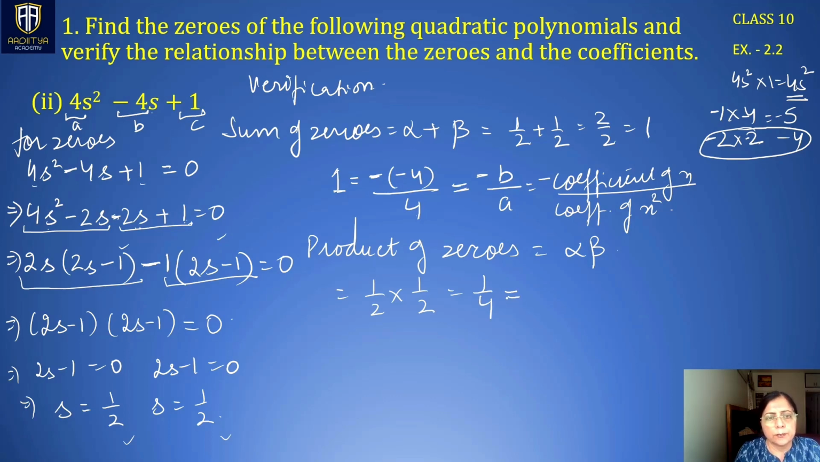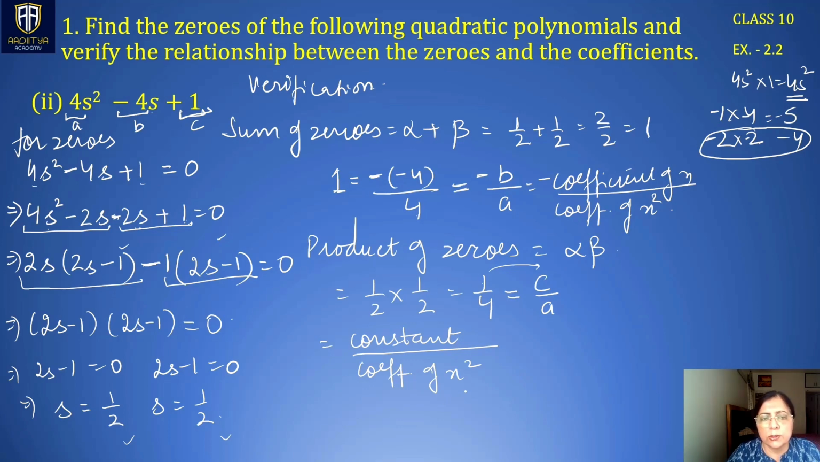What is c here? c is 1, and a is 4. So I can write this as c by a. That means this can be written as the constant term over the coefficient of x square. We have expressed the product of zeros as c by a, that means constant over coefficient of x square. So we have verified that the product of zeros is equal to c by a.